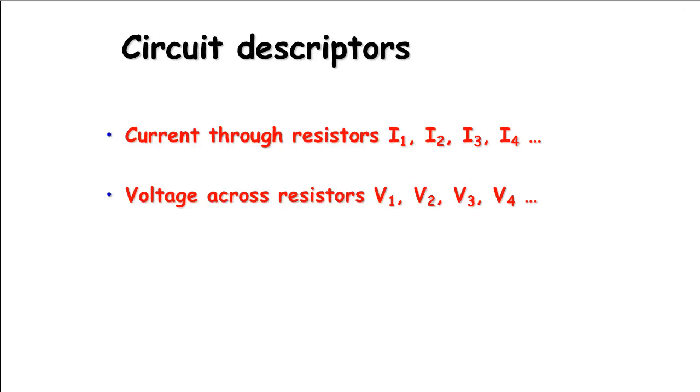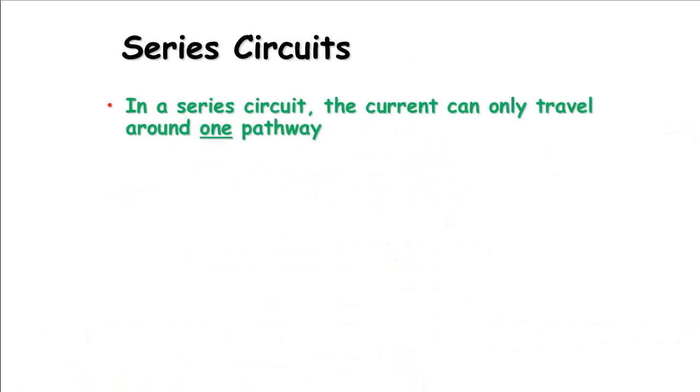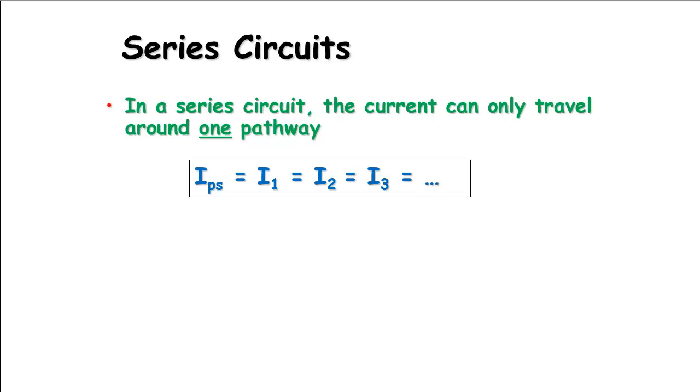So the basic arrangement for circuits, we use a descriptive name based on how the components are connected together. In a series circuit, there's only one pathway. All the current can only ever travel along one pathway. Basically, the result of that is that the current must be the same at every point around the circuit. This is because whatever current's flowing through the power supply must pass through each of the loads along the way.